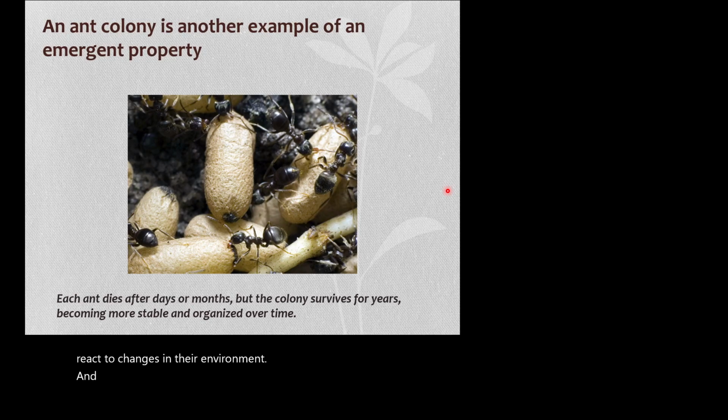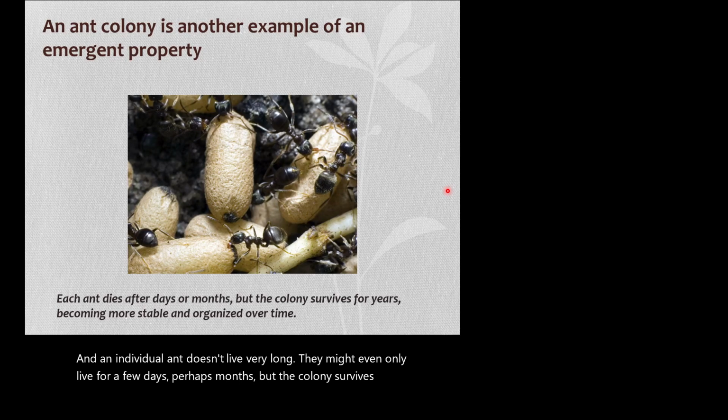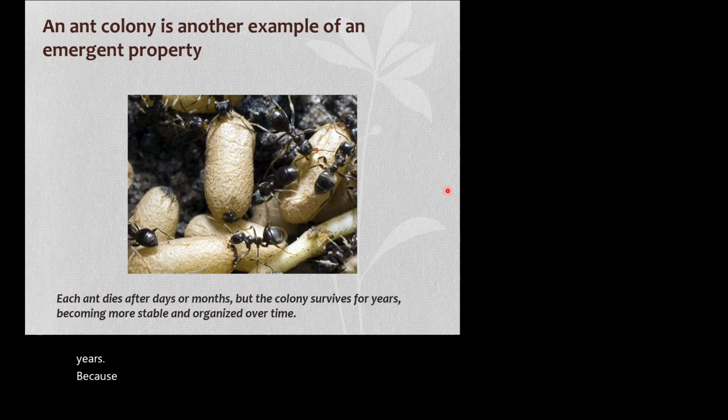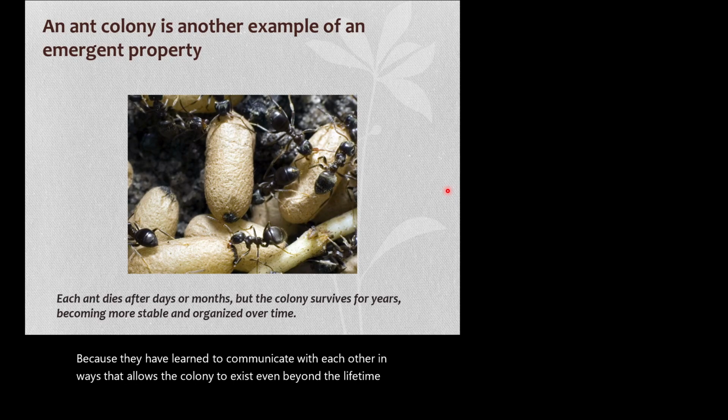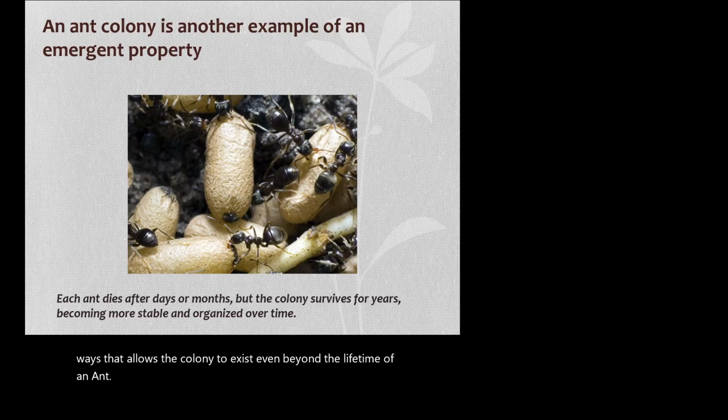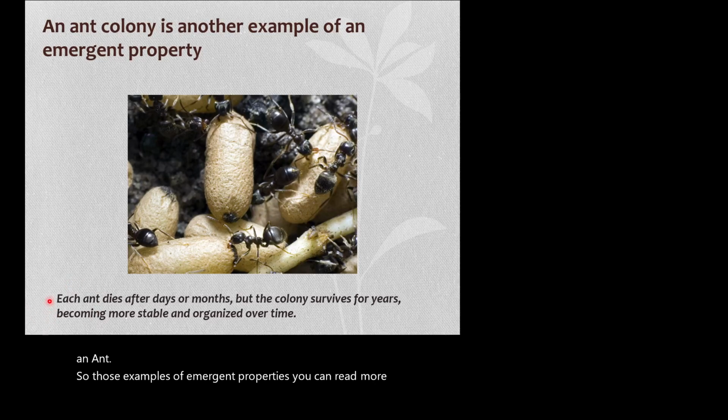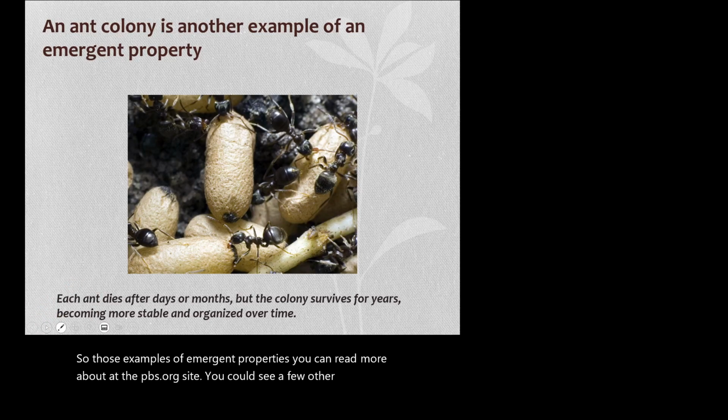And an individual ant doesn't live very long. They might even only live for a few days, perhaps months. But the colony survives for years because they have learned to communicate with each other in ways that allows the colony to exist, even beyond the lifetime of an ant. So those examples of emergent properties you can read more about at the pbs.org site. You could see a few other examples, both related to biology and also non-biological topics.